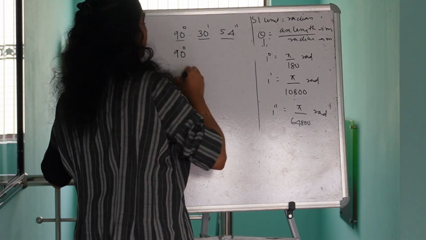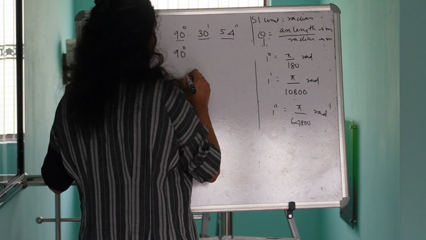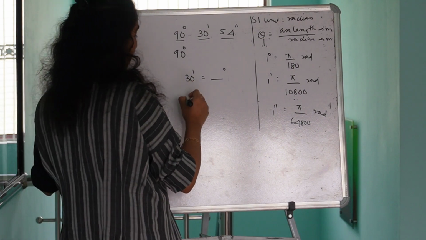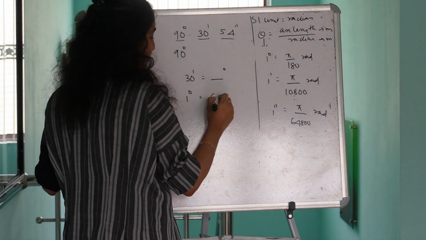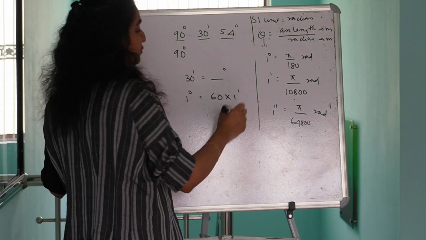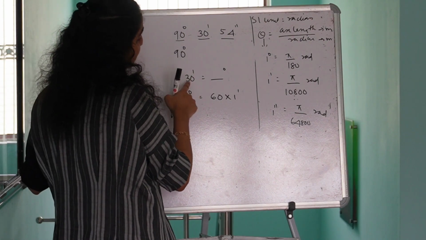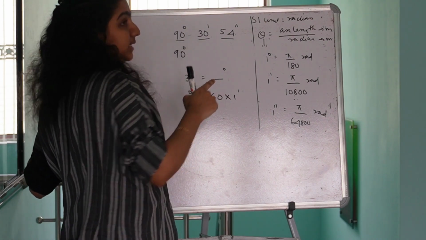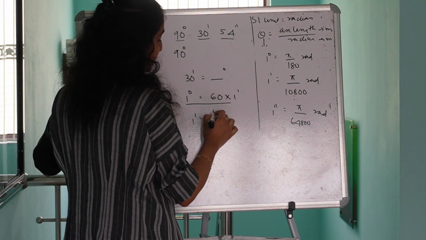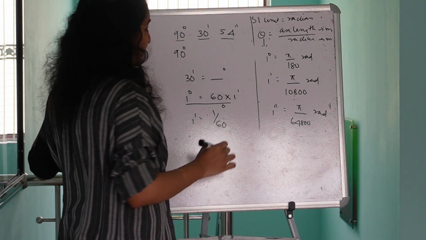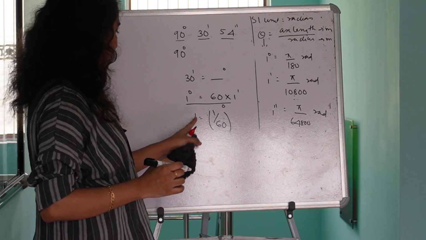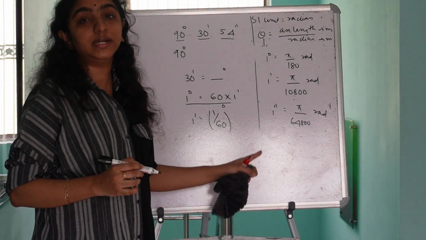So 90 degree, let it be as such. And I have to convert 30 minutes into degree. I know 1 degree is equal to 60 minutes, that is equal to 60 into 1 minute. So here I have to find what 30 minutes is equal to in terms of degree. So from this equation I have to find what 1 minute is in terms of degree. So 1 minute is equal to 1 divided by 60 degree.